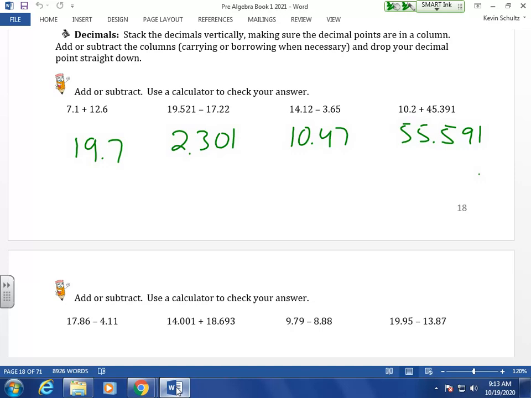Okay. And when you do that, for example, this last one here, 10.2, 45.391, make sure those values are lined up. Decimal points lined up, tenths lined up. Don't have any hundredths or thousands? That's okay. We just fill in zeros there, and now we're good to go. But that was the thing with decimals.